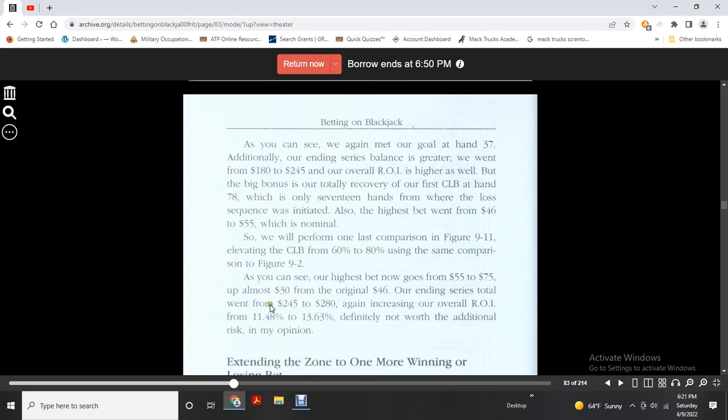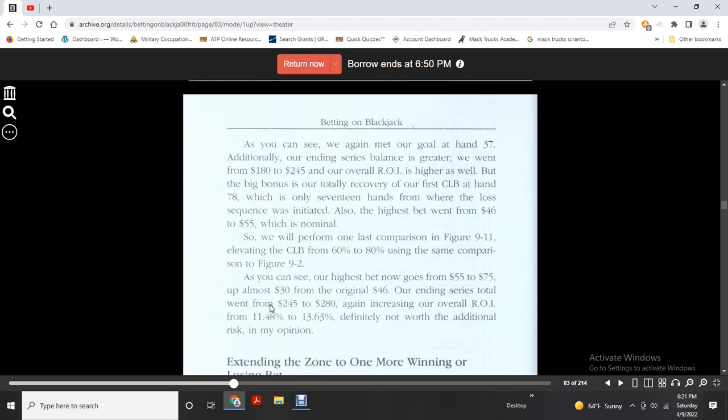As you can see, we again meet our goal at hand 37, ending the series with a balance of $180 to $240, an overall return on investment that is higher as well, with a big bonus for the total recovery over the clearance level of the bet. Betting at hand 78, which is only 17 hands from where the loss sequence initiated, although the highest bet was $46 and $56 nominal.